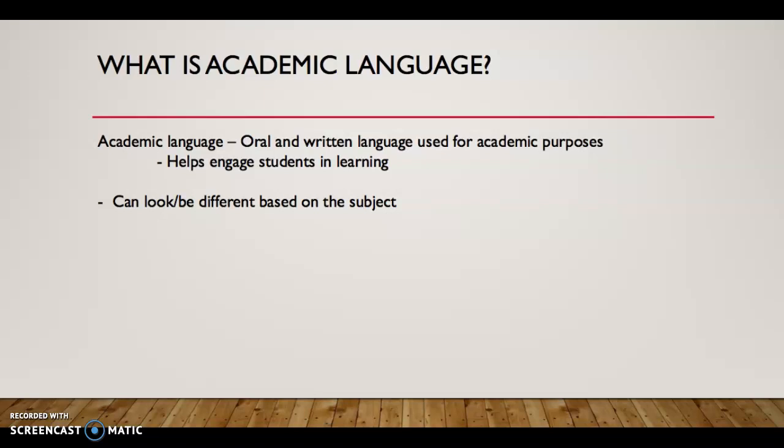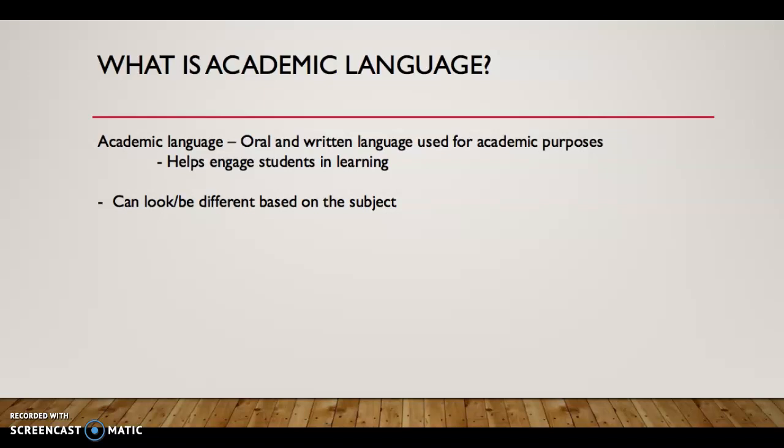So the article that we read is about academic language and the EdTPA. And first of all, what exactly is academic language? The article described it as oral and written language used for academic purposes. Academic language really helps engage students in learning, and it can look and be different based on what subject you're studying. I personally think academic language is very important in the classroom, both for the teacher and the students.